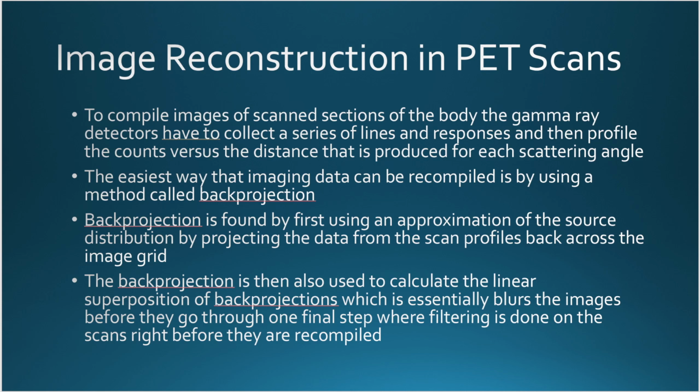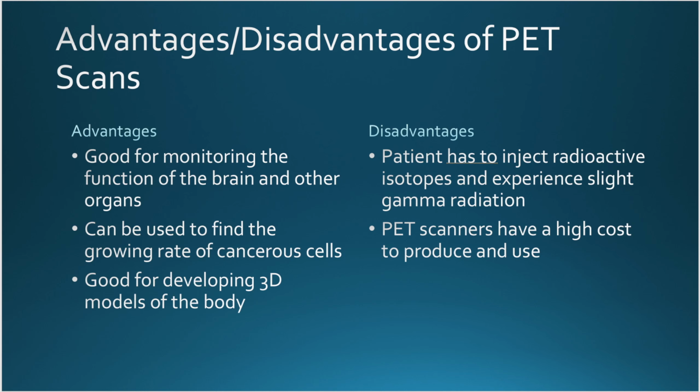We'll now go over some of the advantages and disadvantages of PET scans. Advantages. They are good for monitoring the functions of the brain and other organs. They can be used to find the growing rates of cancerous cells, since cancerous cells consume more sugars than normal cells. They are also really good for developing three-dimensional models of the human body.